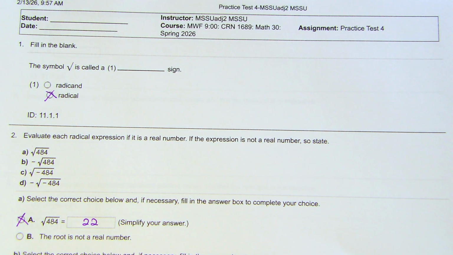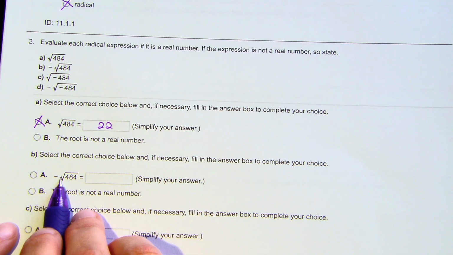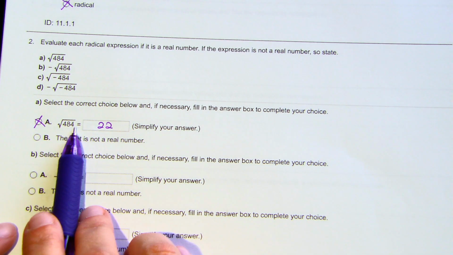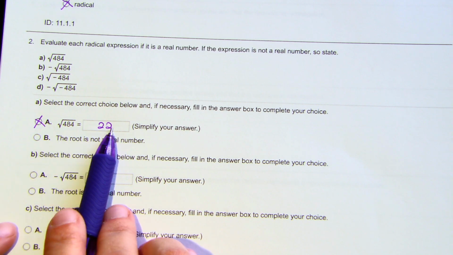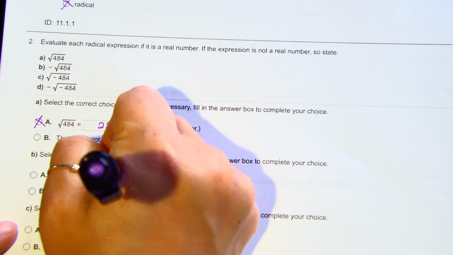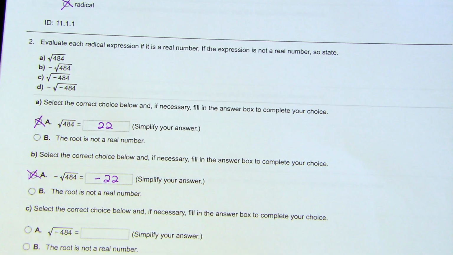Part B says negative radical 484, but notice the negative is on the outside of the radical. What that means is we would take the radical first and then apply the negative. We just found out radical 484 is 22, so I would get 22 here and then apply the negative, producing a negative 22. It's just like a set of parentheses in that you do what's in the parentheses first and then what's outside.